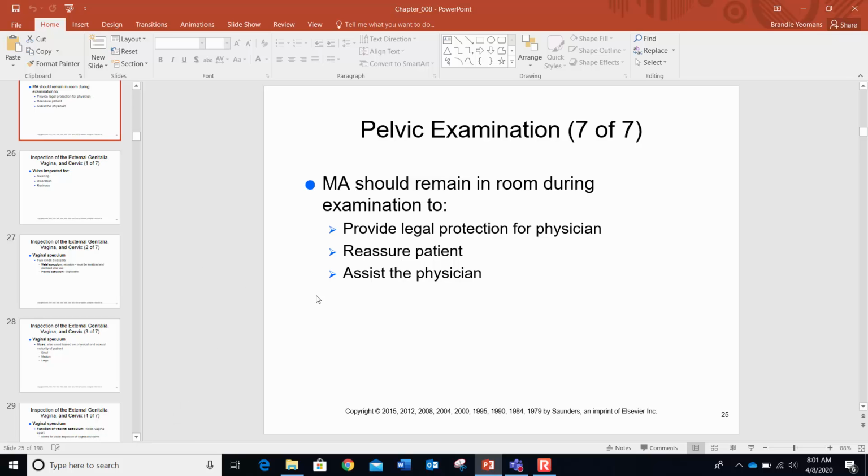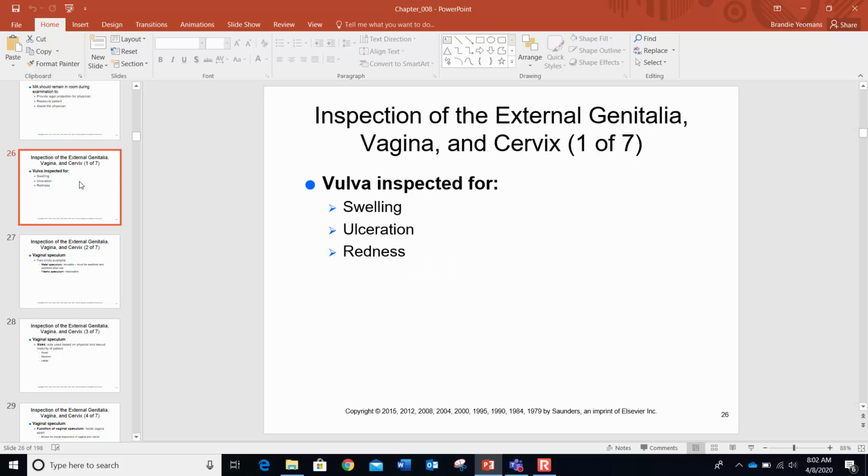Now, why do we have to stay in the room as the medical assistant? One of the first things is we have to provide legal protection for the physician, but it's also to reassure the patient and also to assist the physician during the exam by handing them instrumentation.